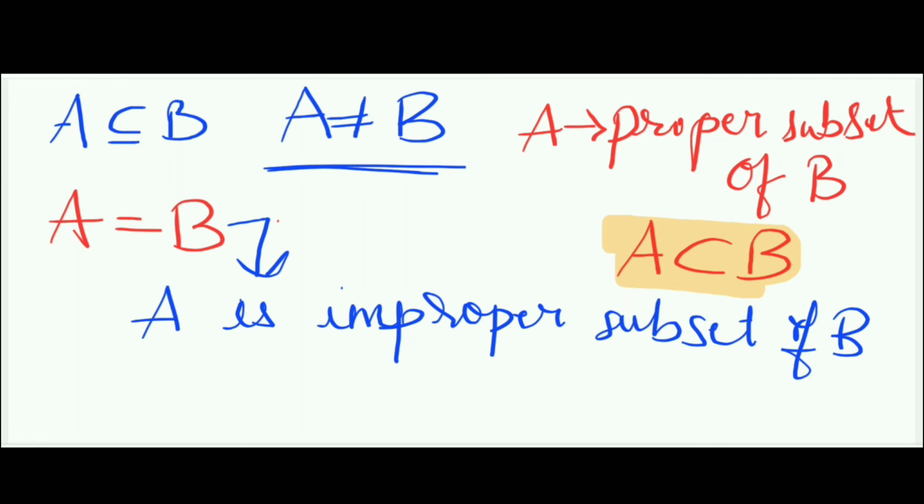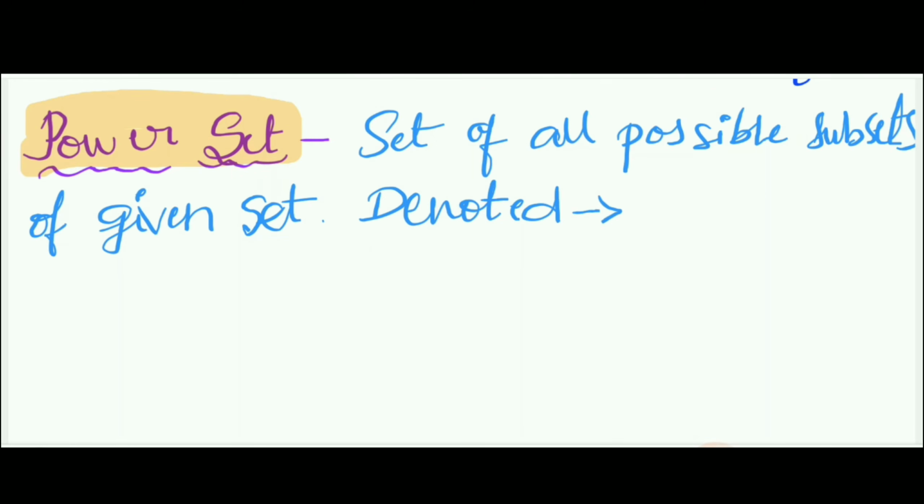Okay. Now we will see the power set. Power set is also a little bit different. In this, we shall discuss the power set: the set of all possible subsets of a given set is called the power set. It is denoted as P of A like this. So what is this power set? First I will explain in detail with an example, it will be easy.